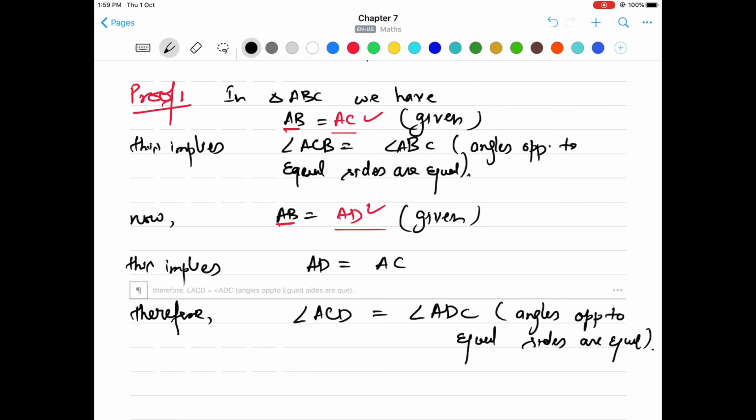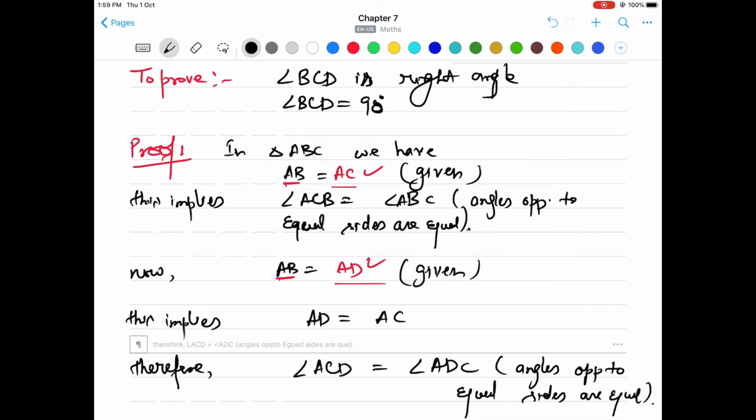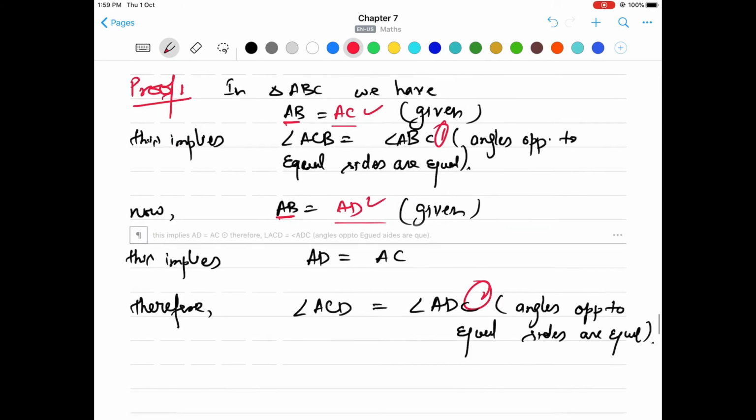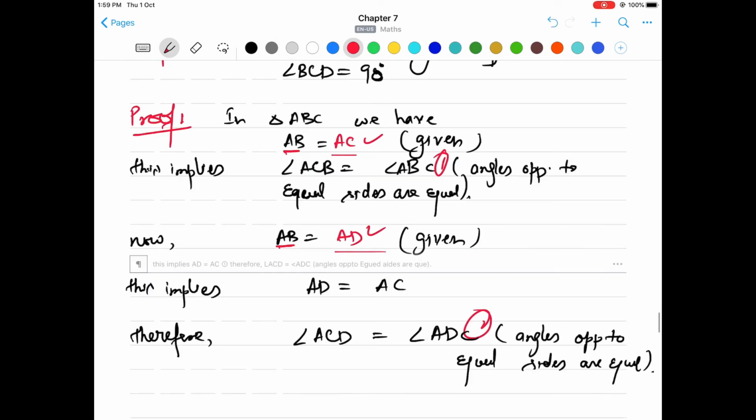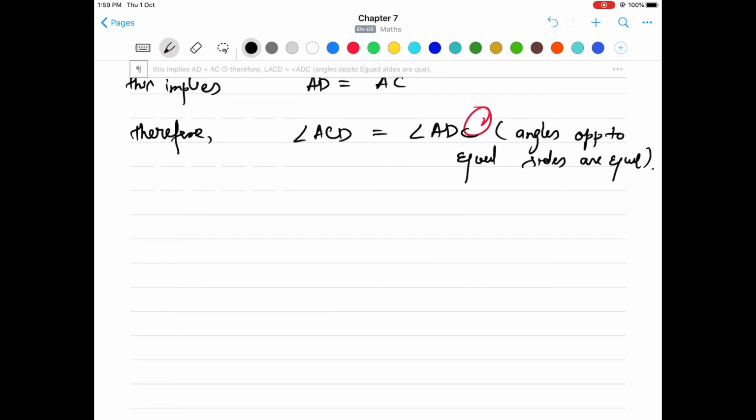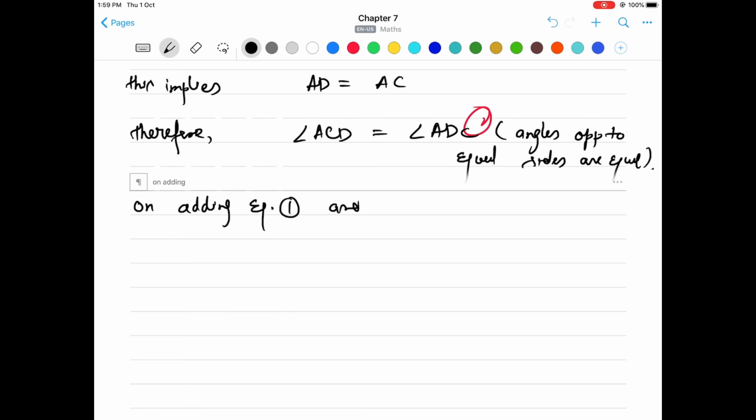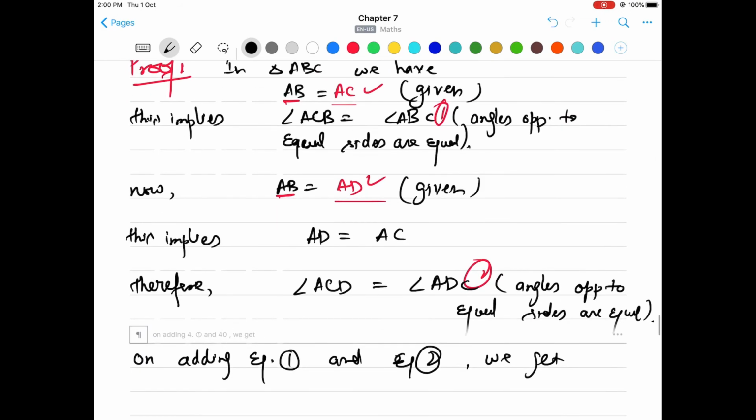Now let's name this one as equation 1 and this as equation 2. What we're going to do is add the two equations, equation 1 and equation 2. That is, on adding equation 1 and equation 2, we get, okay, in equation 1 we have ACB and ABC.